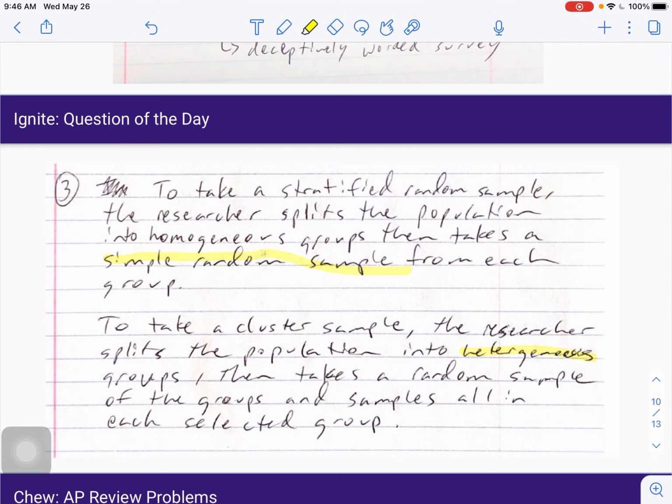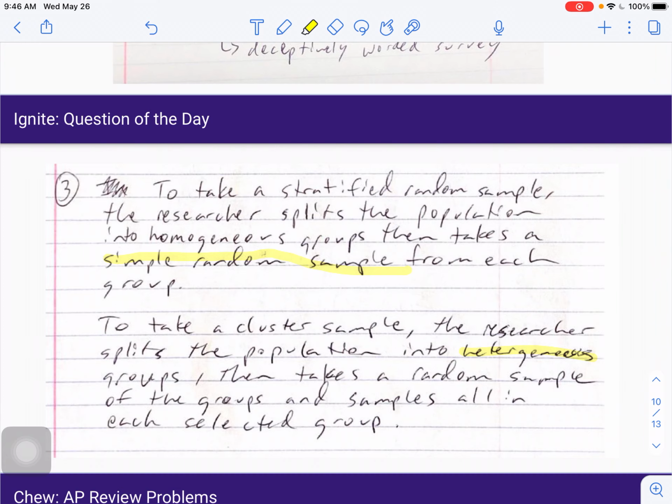So you're going to have these generally heterogeneous groups, and you're going to randomly select entire groups to be part of the sample. So you're not sampling from the groups like you are in a stratified random sample. You're selecting the entire group. So that's the big difference between stratified random sampling and cluster sampling.